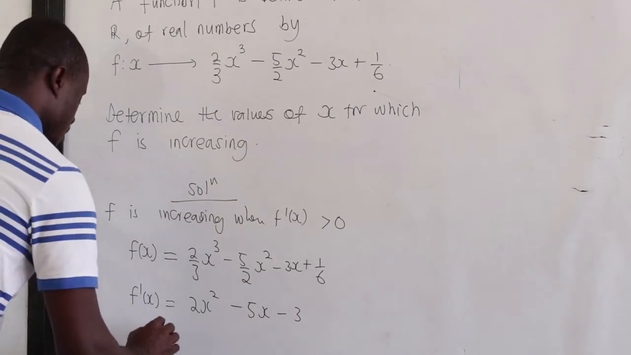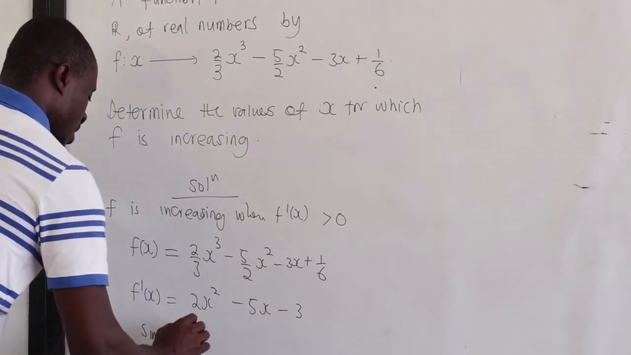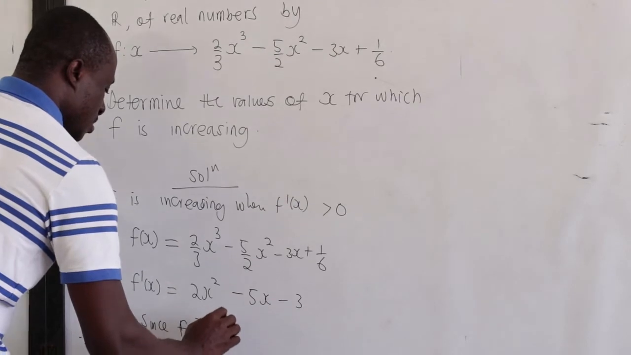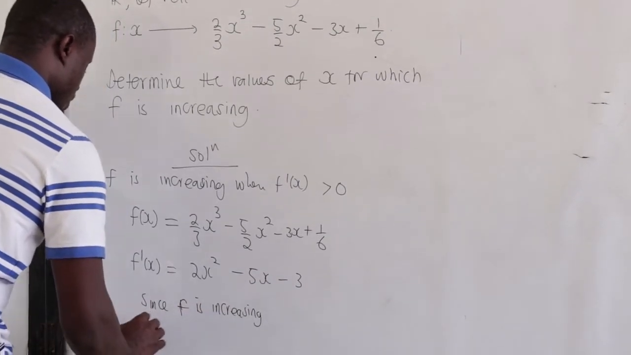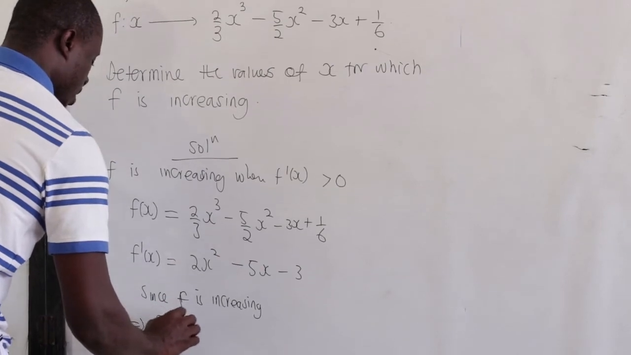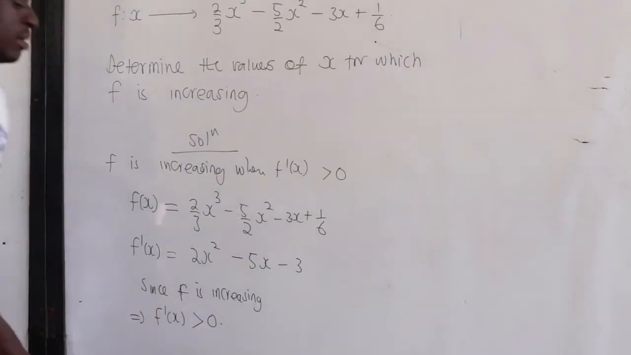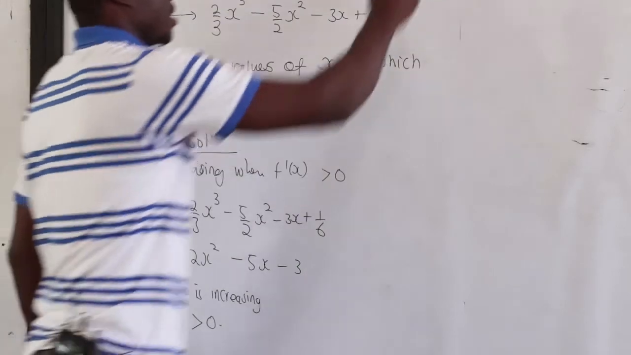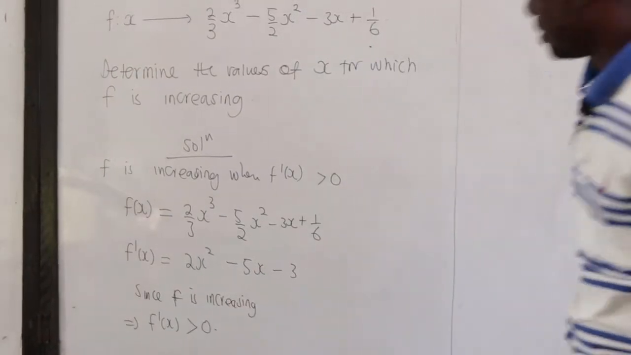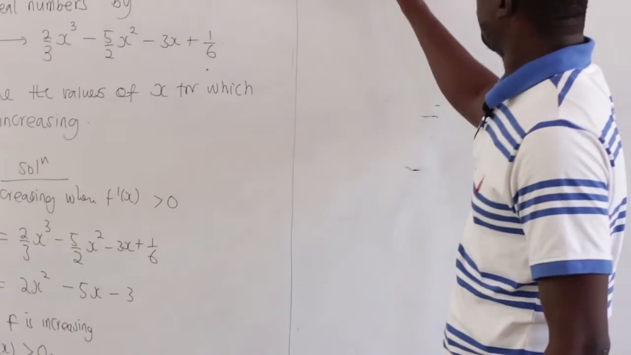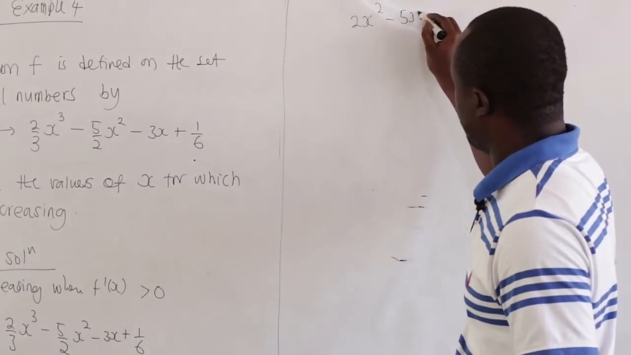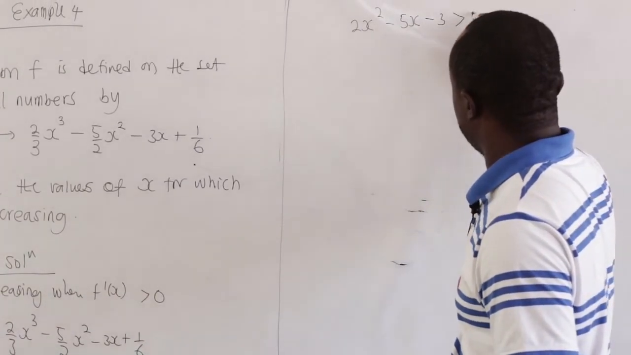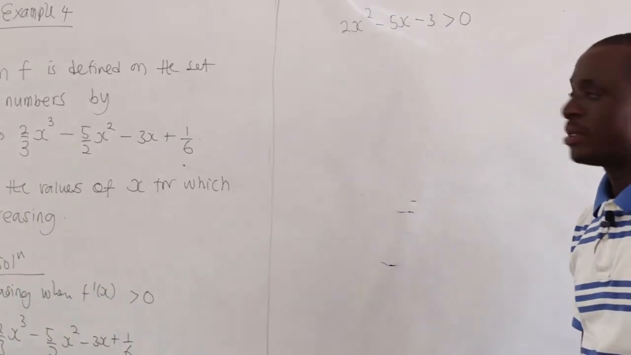Now we are being told that the function is increasing. So since f is increasing, this implies that f prime of x is greater than 0. Now, the function is greater than 0. So what is the differential? That is 2x squared minus 5x minus 3 greater than 0.